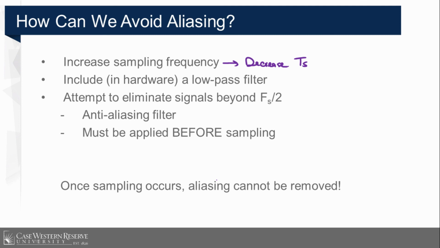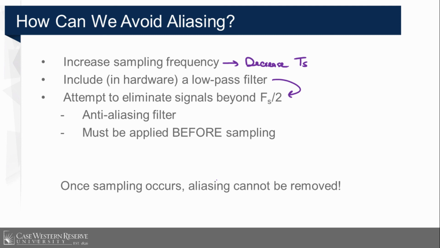One thing that we can do is include in hardware, before we perform our sampling, a low-pass filter. So what this low-pass filter is going to attempt to do is eliminate signals that are higher than Fs over 2. All right, we call this hardware filter an anti-aliasing filter. So if we can attenuate all of our high-frequency signals, then once we sample them, they won't fold back into the lower frequency portions of our spectrum. And so we won't have the aliasing that we would have gotten without this filter.